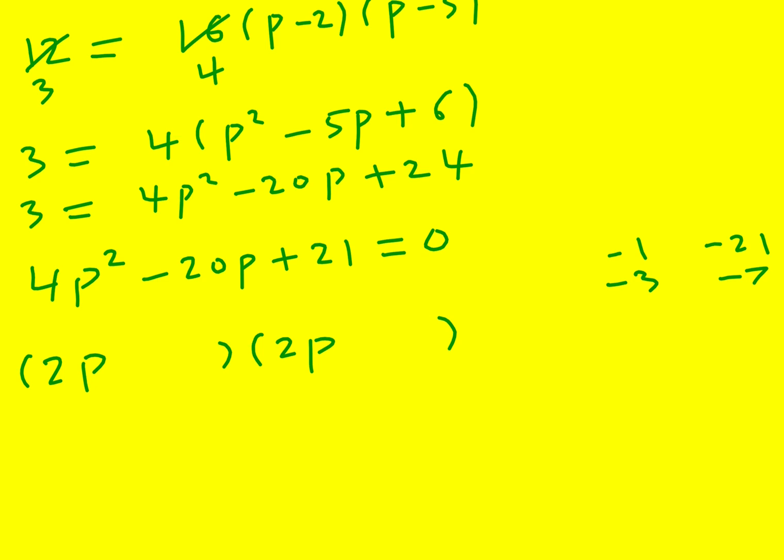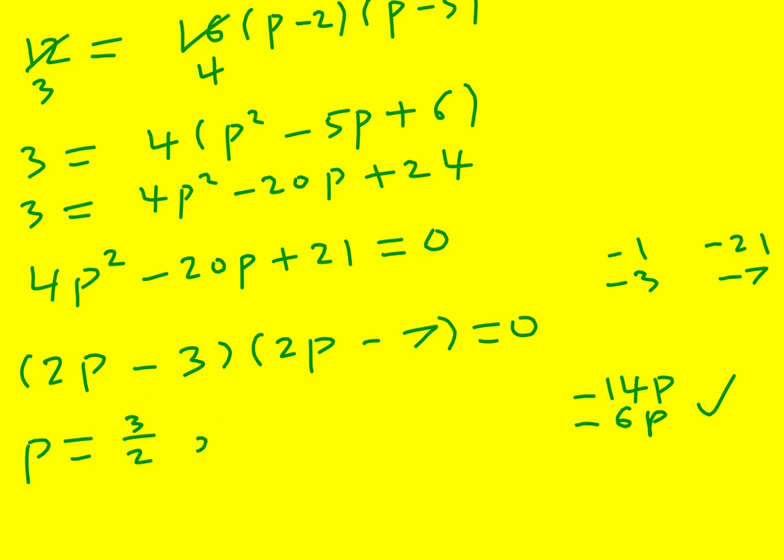It doesn't work if you do 4p. This will work actually. So 7 and 3. This is just a case of trying things out. You might have your own methods for solving quadratic equations like this. So if I put a minus there and a minus there, I will get minus 14p. I'll get minus 6p, which works. So p is equal to 3 over 2 or 7 over 2.